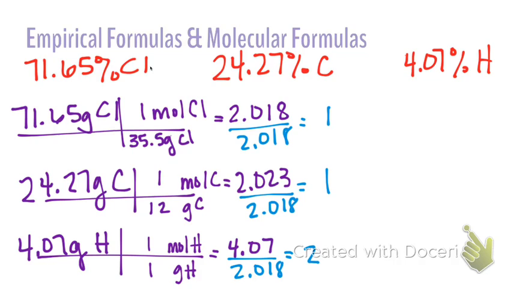Okay. So now we build our formula, and we build it in the order that our elements were given. Okay, that's generally the rule. We just build it in the order where they were given, which means it would be ClCH2. Right? Is that coming back to us a little bit?